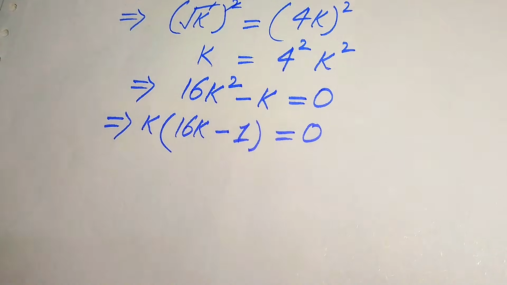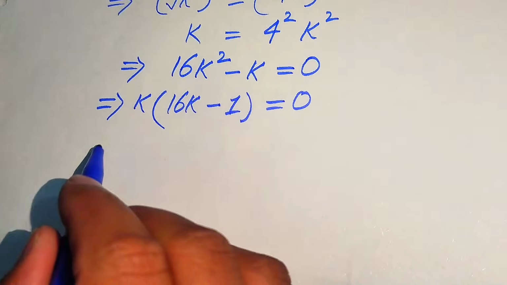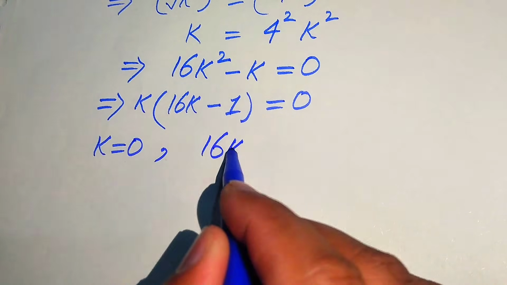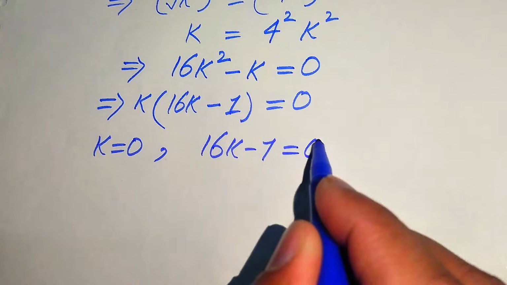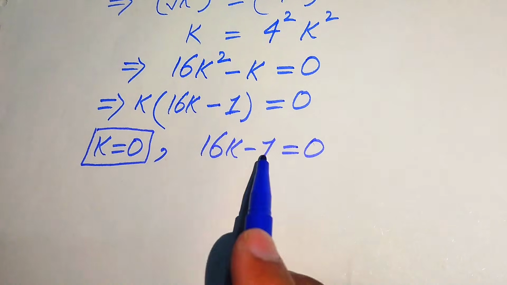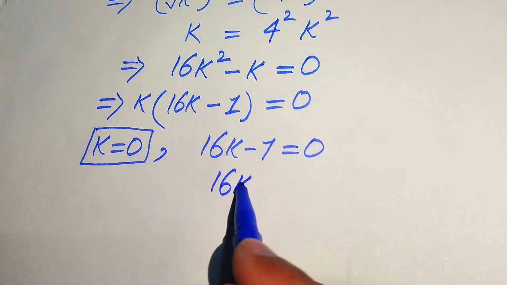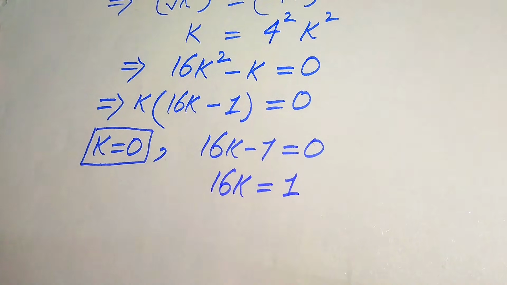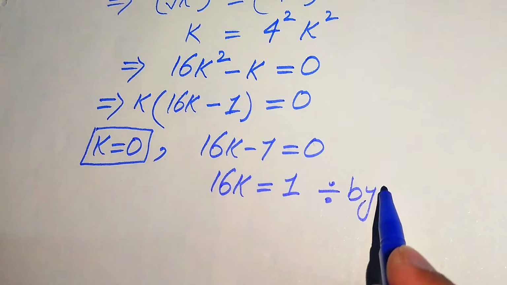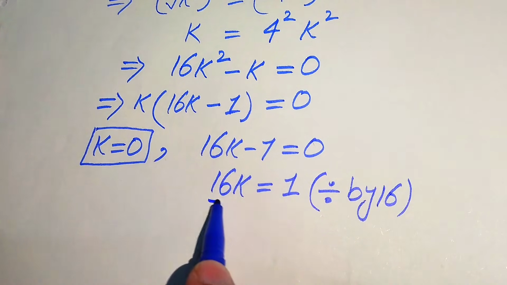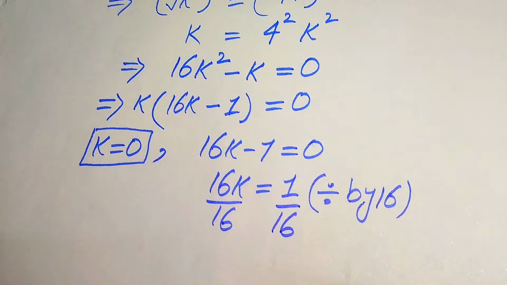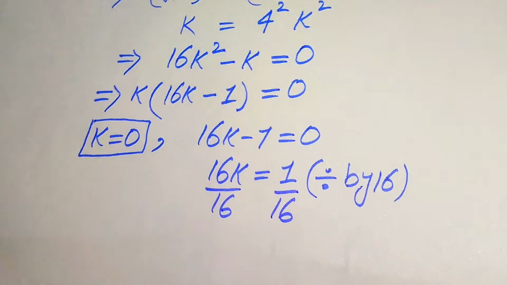Now we divide this equation into two cases. The first case is we write k equals to 0, and the second case is we write 16k minus 1 equals to 0. So this is the first root of the given equation. From here we move minus 1 to the right hand side, and it becomes 16k is equal to plus 1. Now for the value of k, we divide both of the sides by 16, and it becomes 16k divided by 16 is equal to 1 divided by 16.